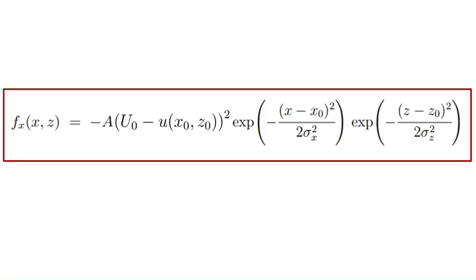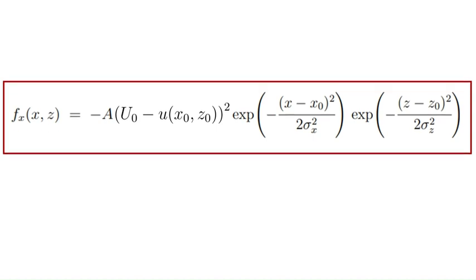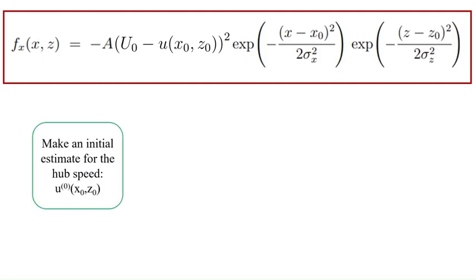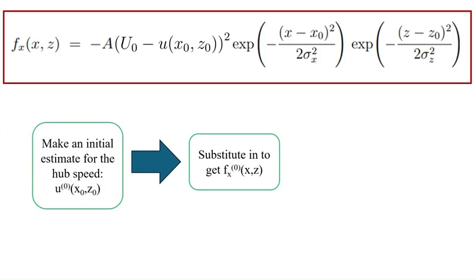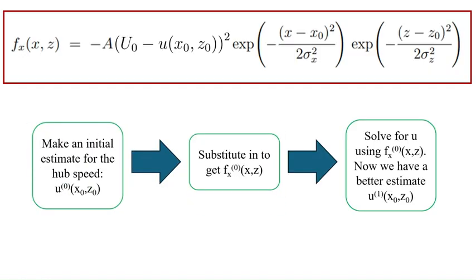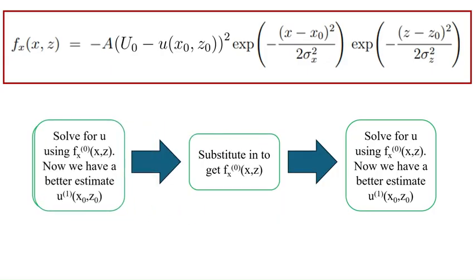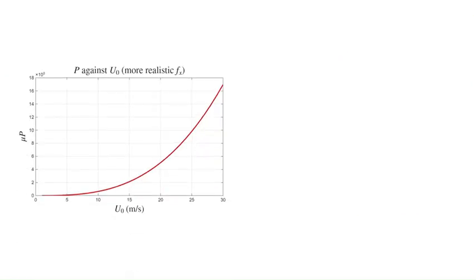But because of this, u and Fx have become coupled. You can't get u without Fx, and vice versa. To solve this, we can use an iterative scheme. Start with an estimate for the speed of the wind at the hub to define Fx, then solve for u and get a better estimate. The scheme converges quickly, as detailed in the report. Now we have a more realistic model.